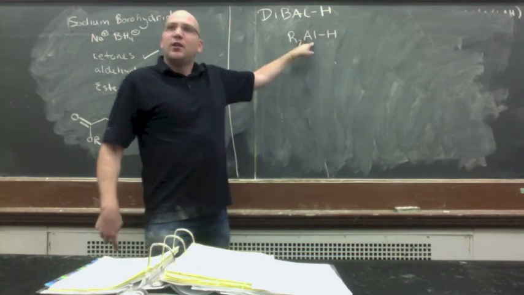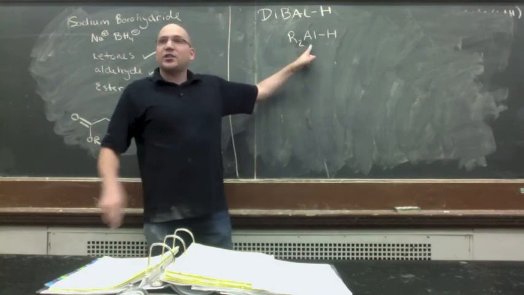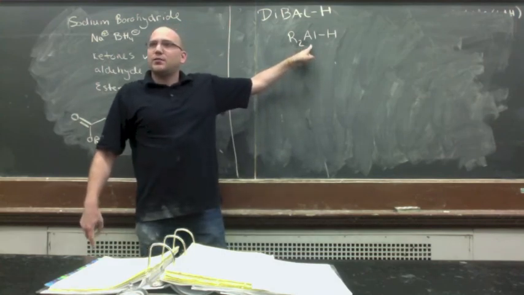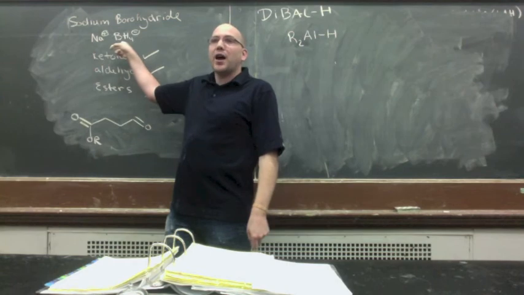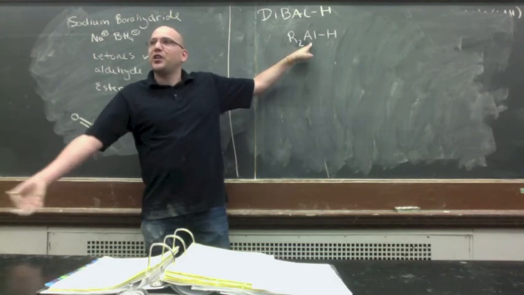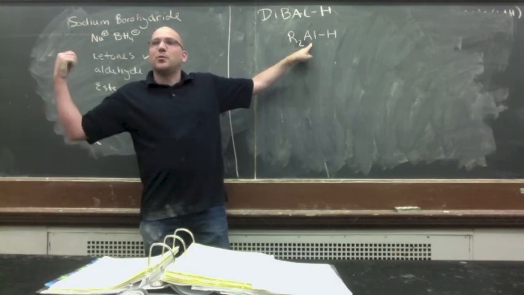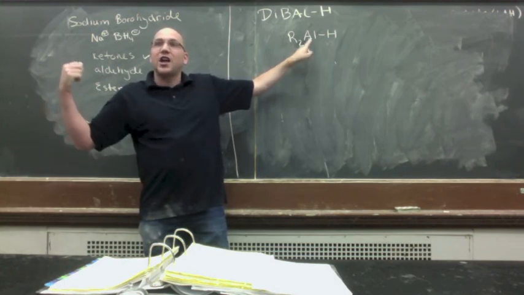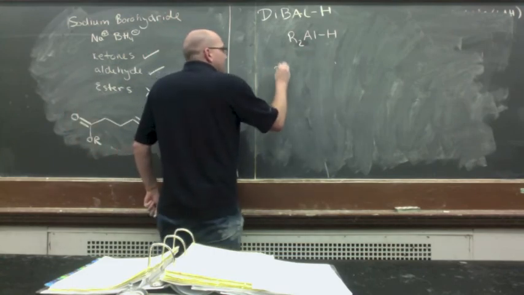The important point is the difference between this one and the ones that we saw before: DIBAL is not charged. All these other ones had BH4 minus or AlH4 minus. This one is aluminum with three things bonded to it, so it's kind of like BF3. It doesn't have a full octet. The aluminum and the boron in the others both had full octets, but they were negatively charged. DIBAL doesn't.